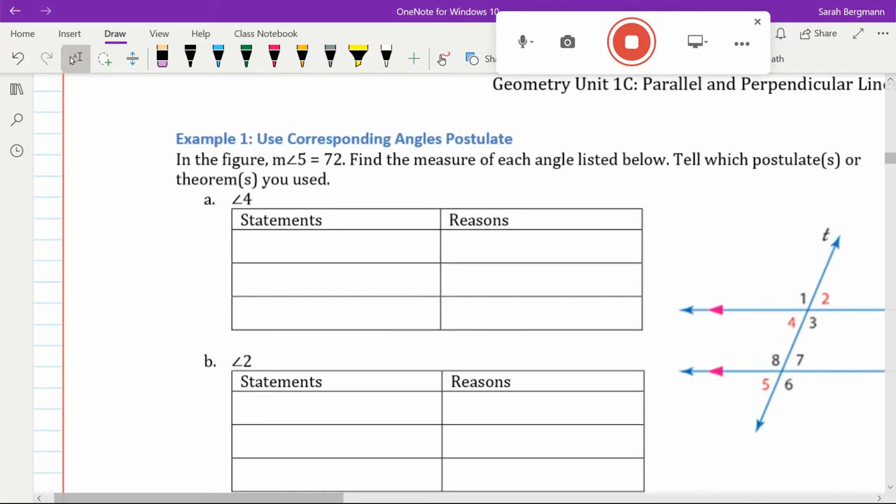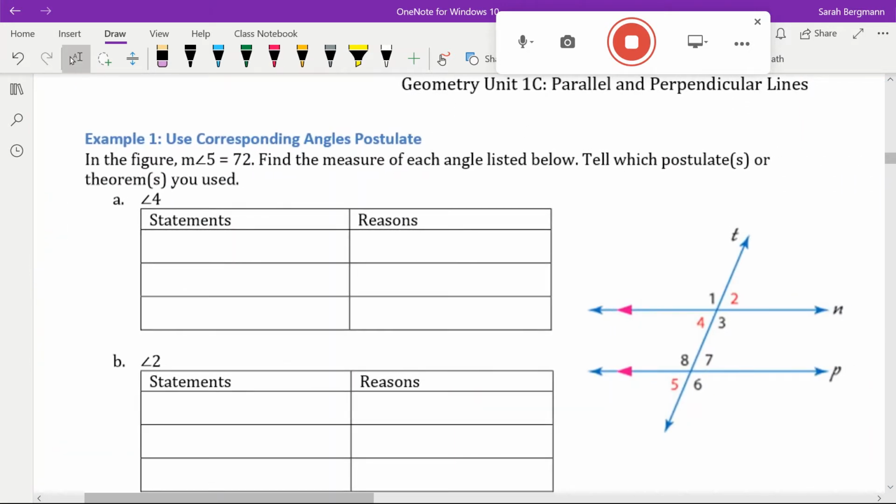Now let's try to use this in a problem. It says in the figure, the measure of angle 5 equals 72. So I will always start with labeling what I'm given. It says find the measure of each angle listed below. Now I'm looking for the measure of angle 4. Angle 4 and angle 5 are corresponding angles. So I know that angle 4 must be congruent to angle 5 by the theorem I just learned, corresponding angles postulate.